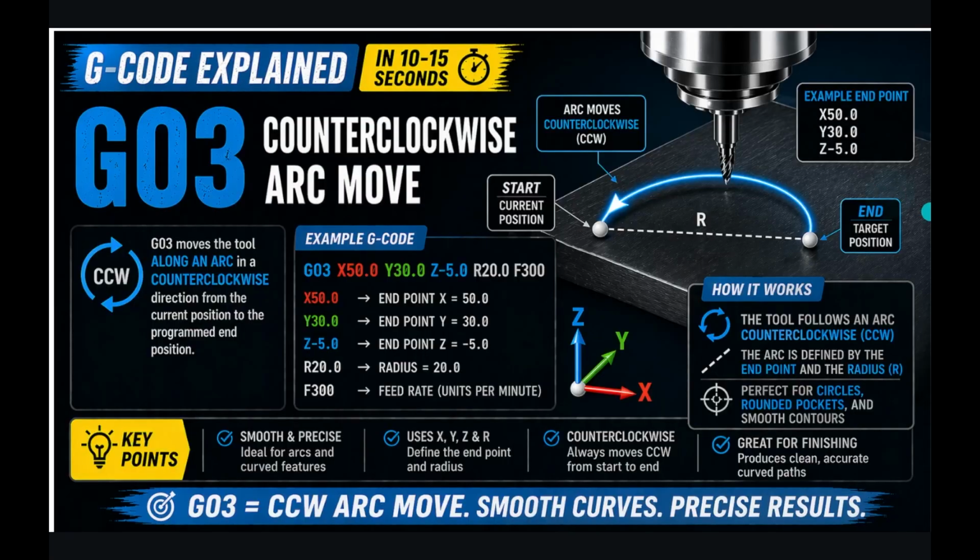And last but not least, G03. So counterclockwise works the same way as G02, just the tool head moves in the opposite direction. So you have your G code, your XYZ ending coordinates, how big that radius is, and the feed rate of your tool. Hopefully this crash course helped and you were able to learn G-code in just about a minute.